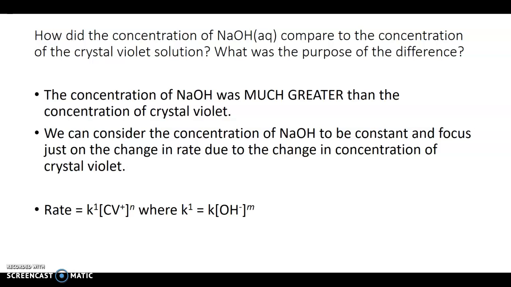So we have this sort of pseudo rate law where we're essentially saying the rate constant and the concentration of sodium hydroxide are both constant. And we get this kind of collapsed version of the rate law where we're really only focusing on the effect of the crystal violet concentration.